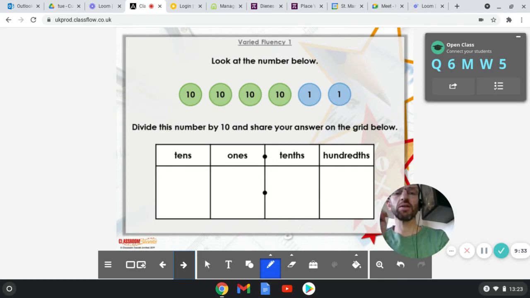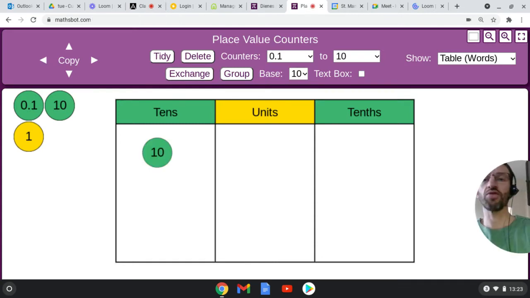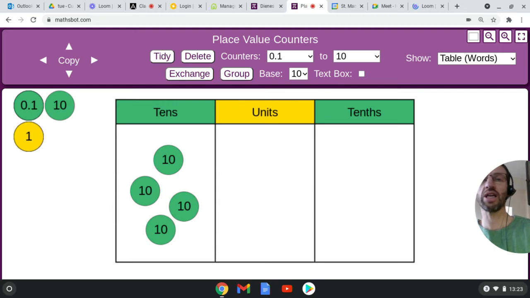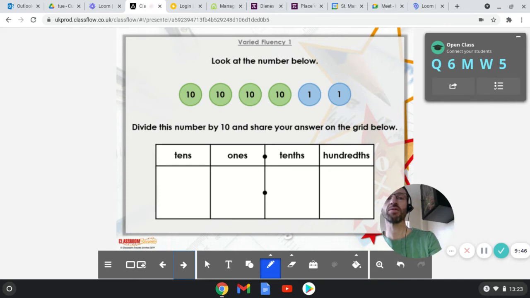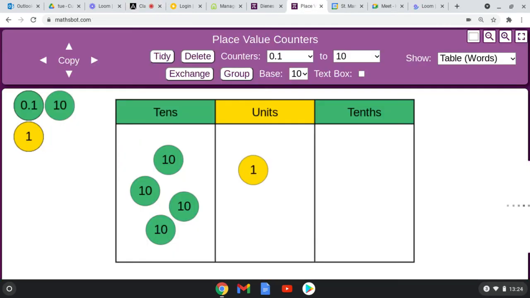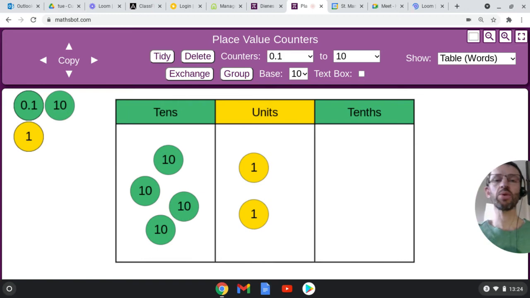To use these here, I could take 4 tens like this, 1, 2, 3, 4. 4 tens are 40, and the other thing that we had was 2 ones. Let's put my 2 ones in. And I've got to divide it by 10. Now, when we divide by 10, it's going to be getting smaller.